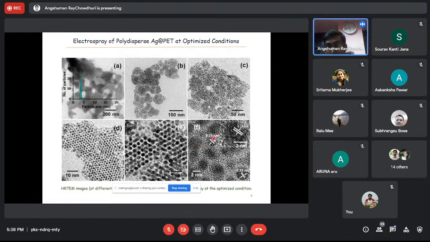After the spray, we have also characterized the material thoroughly. We used UV-visible, XPS and TEM, and we have seen that the particle it produces is also a silver nanoparticle. So there are no impurities. It is not silver oxide. Silver nanoparticles are producing silver nanoparticles again.